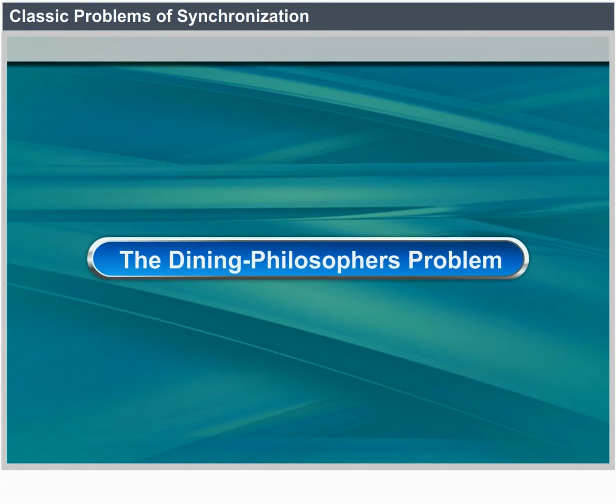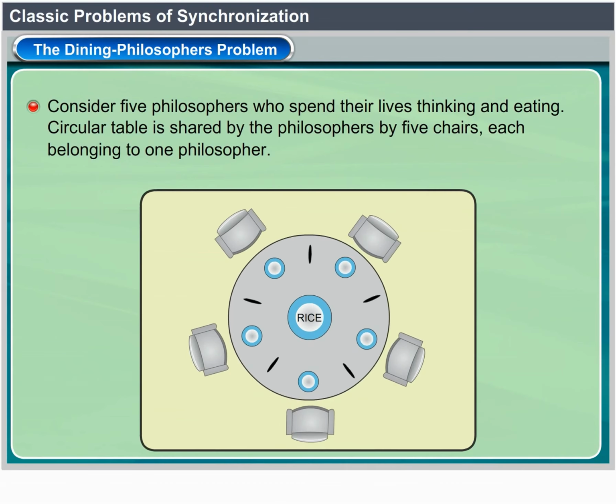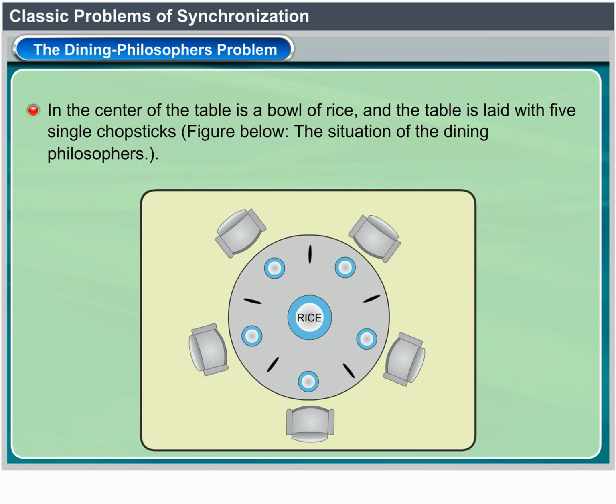The dining philosophers problem. Consider 5 philosophers who spend their lives thinking and eating. The philosophers share a circular table surrounded by 5 chairs, each belonging to one philosopher. In the center of the table is a bowl of rice, and the table is laid with 5 single chopsticks. The figure below shows the situation of the dining philosophers.